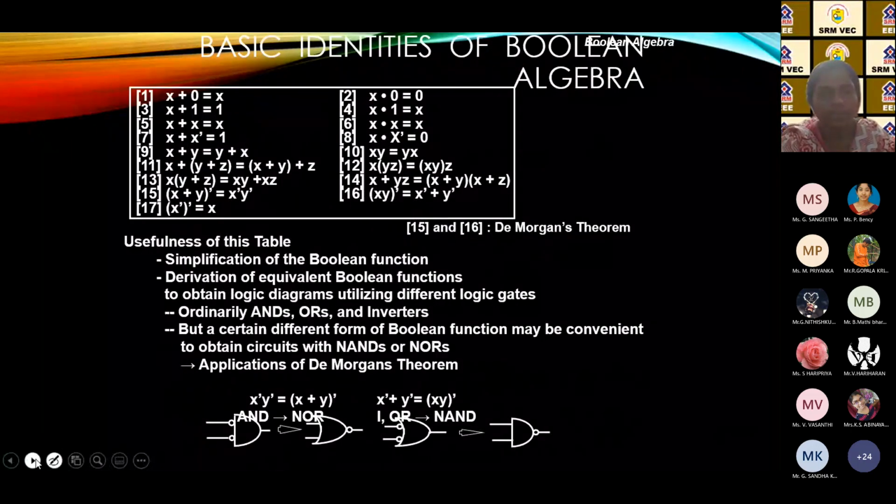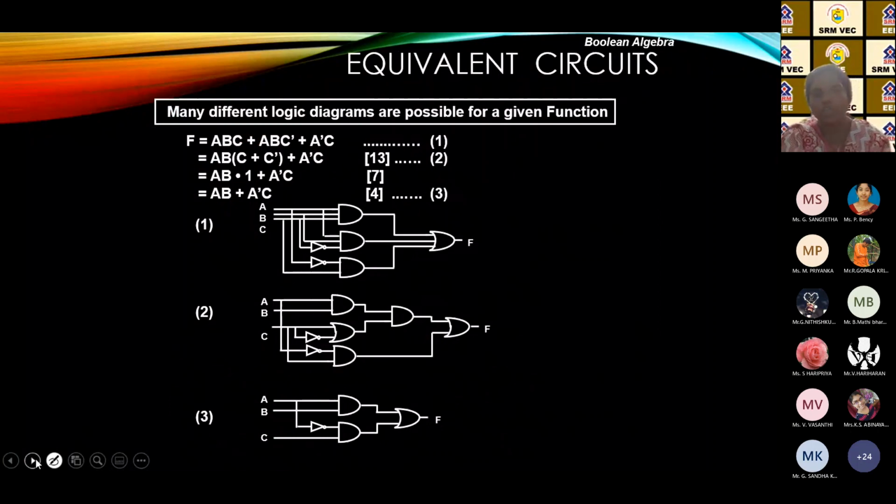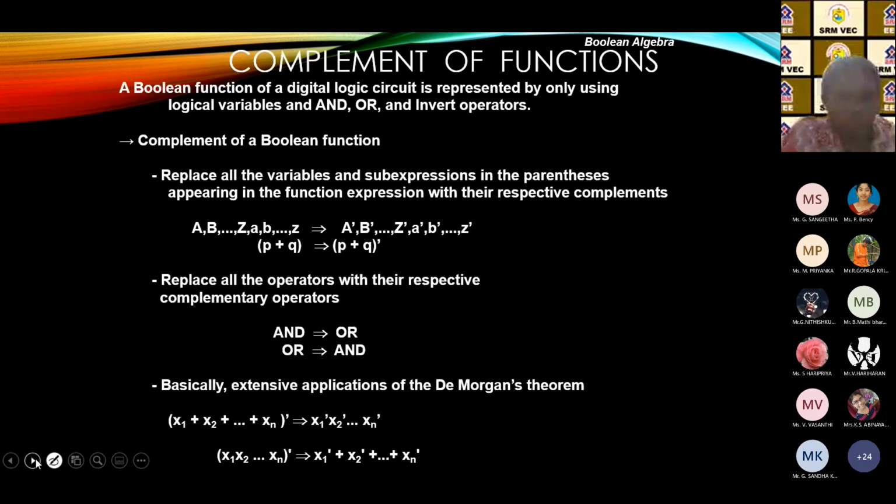Okay, this one I explained. So I'm directly going to the equivalent circuits. In the equivalent circuits, many different logical diagrams are possible. How come? Whatever equation is given to you, you should reduce that equation, and then the equation has to be taken to the circuit level. So first you will get an equation, and the equation has to be reduced. Now I will go into the next circuit.